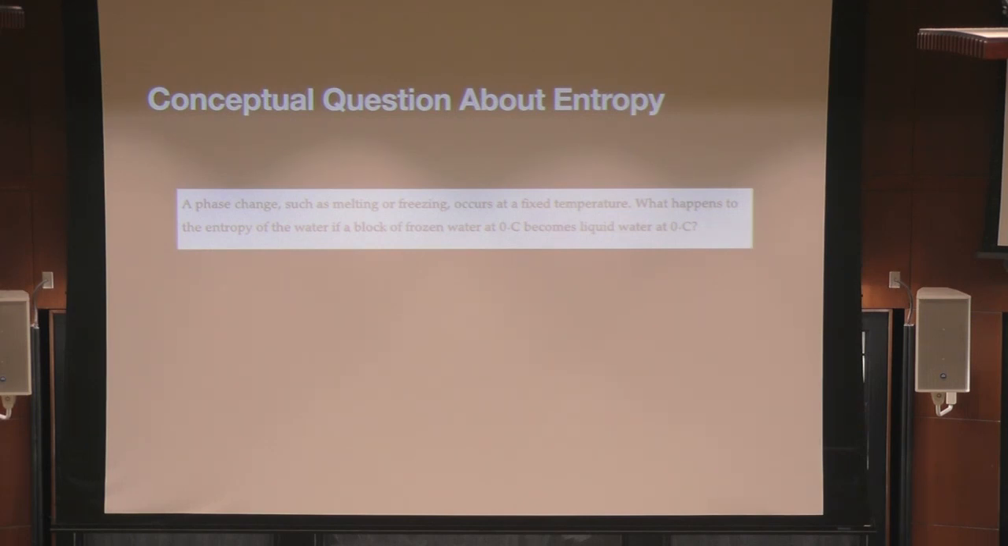Okay, so if we have a phase change, such as melting or freezing, and it occurs at a fixed temperature, what happens to the entropy of water if a block of frozen water at 0 degrees Celsius becomes liquid water at 0 degrees Celsius? What do you think is going to happen? Are we going to have an increase in entropy for this system? What do you think? Yes or no? Hard to see, right? Well, think about it like this.